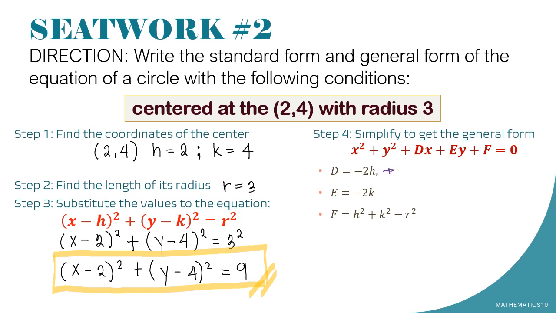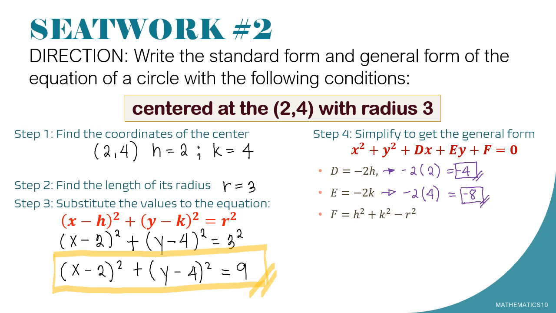So negative 2 times our h is 2, so negative 2 times 2, we would have negative 4. So we have negative 4. Next is for our e. So negative 2 times k is 4, so negative 2 times 4, we would have negative 8.